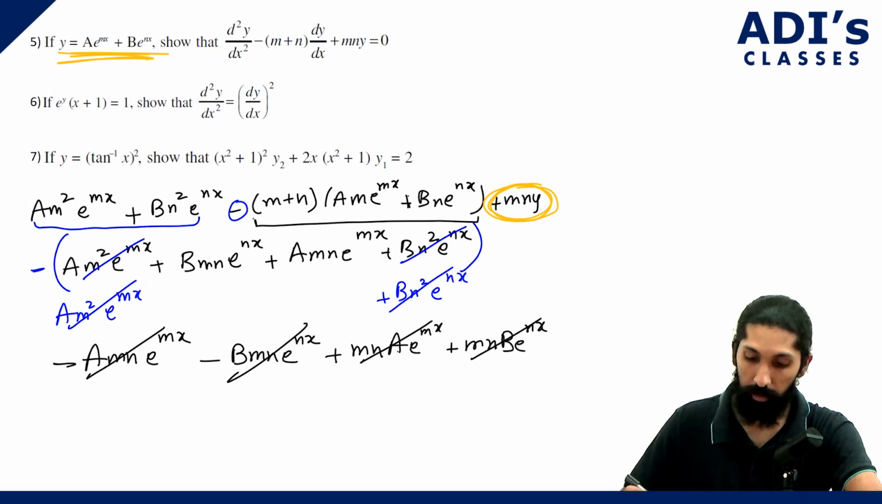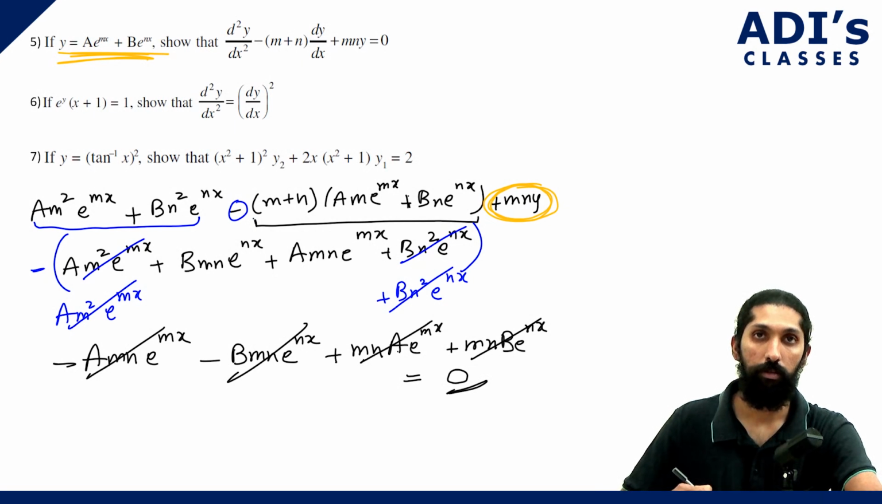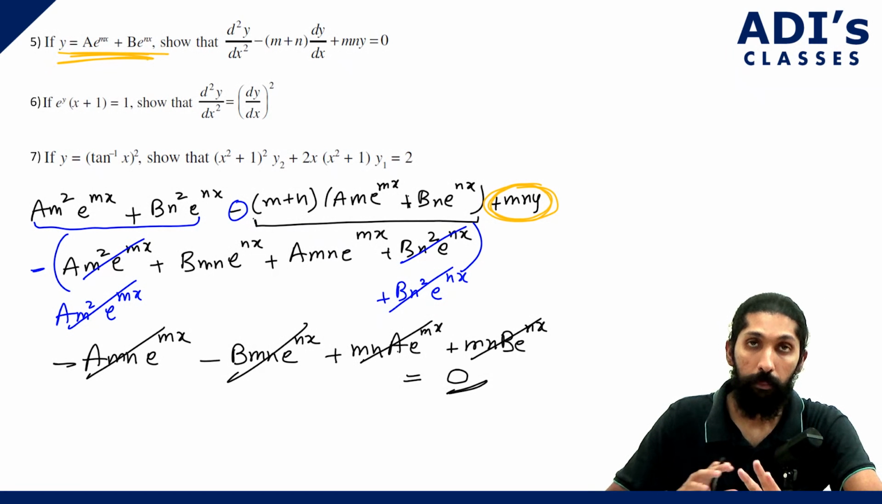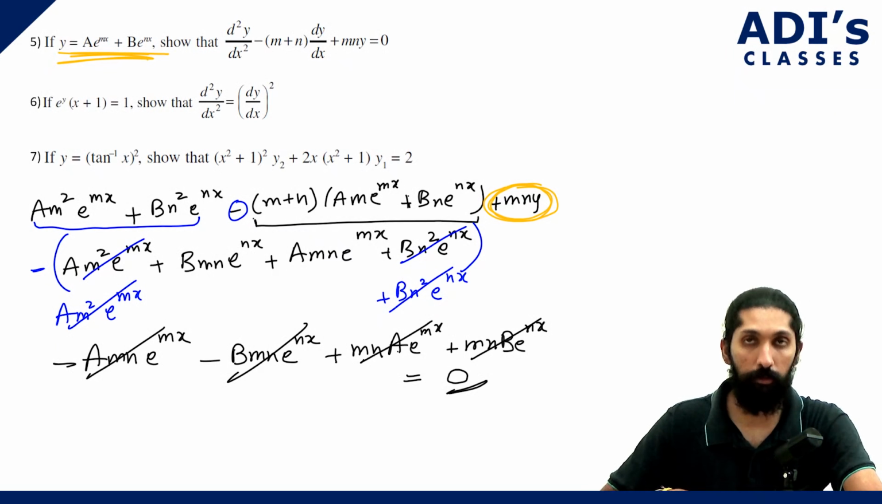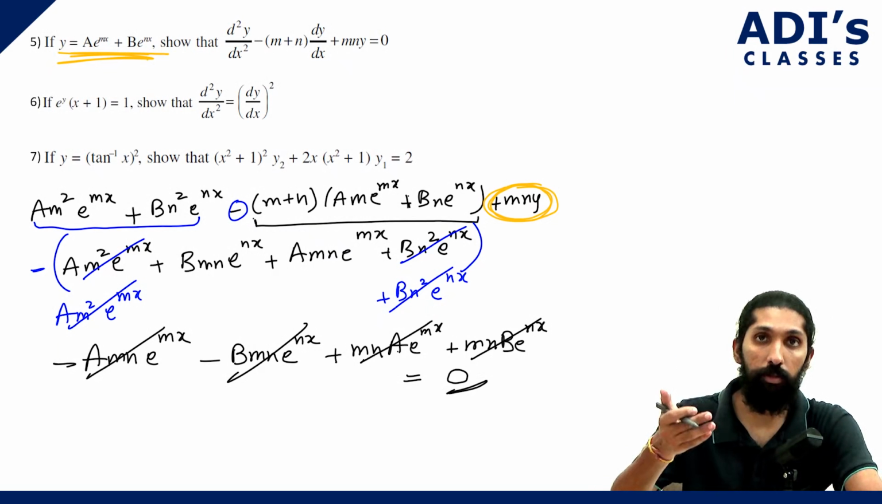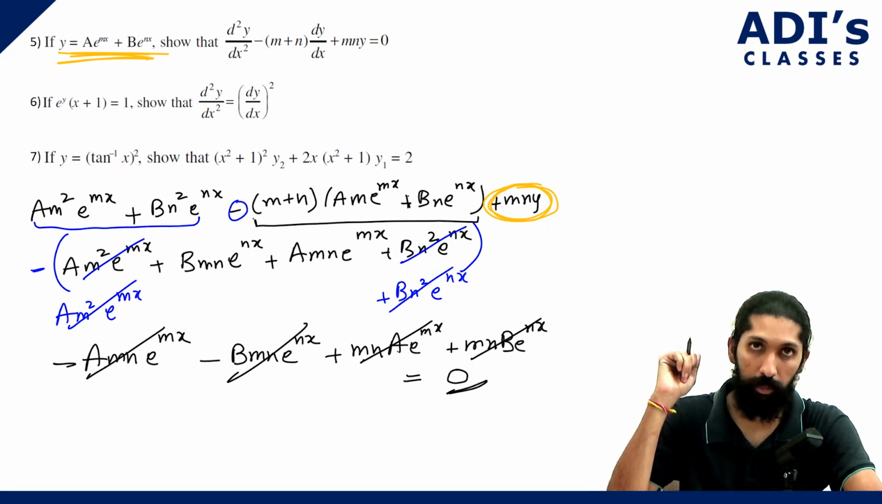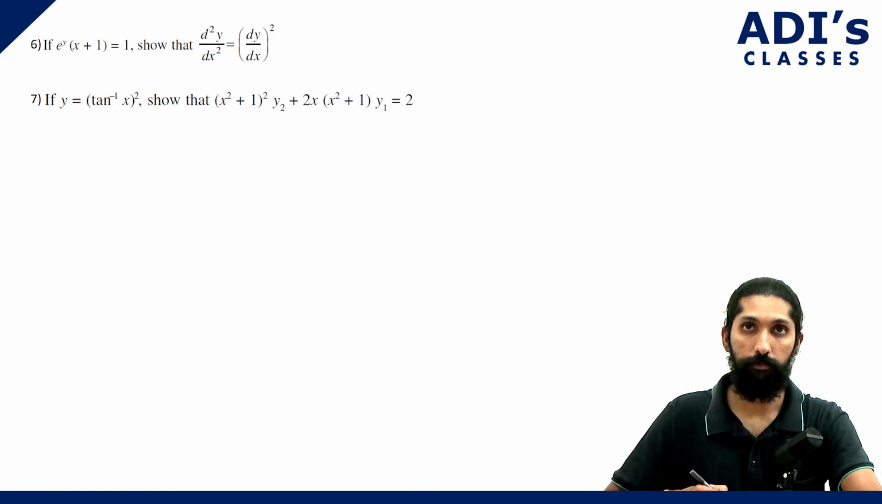So what is the final result? This entire thing becomes 0. That is what we are trying to prove. Correct? Clear with this? So every time when you can't cross multiply or do any of these things, just substitute and get the answer. Fair enough? Let's do the next one.